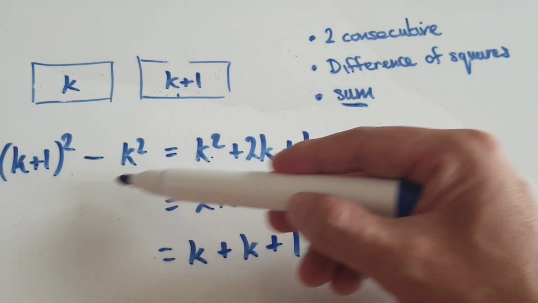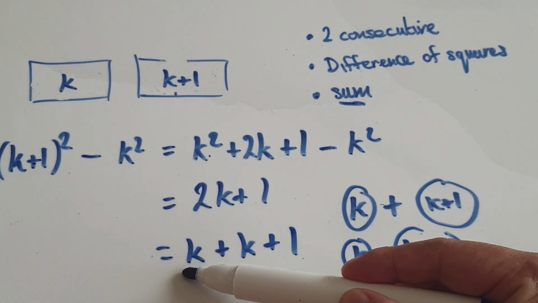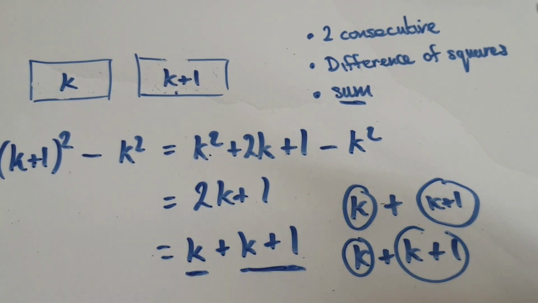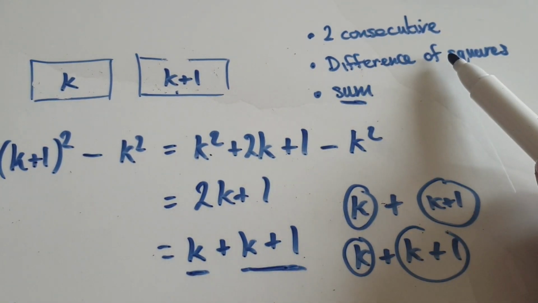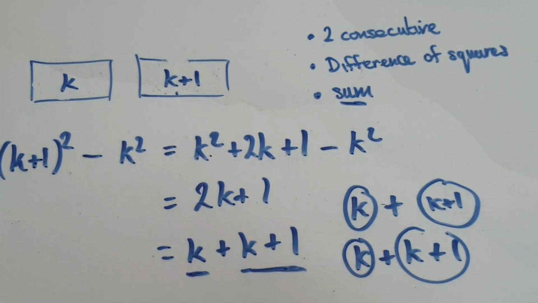You see, this whole thing here is the same as this. But the good thing is that you can see that this is the first number and this is the second number. So we've just proved that the difference of the squares always equals the sum of the two original numbers. Okay?